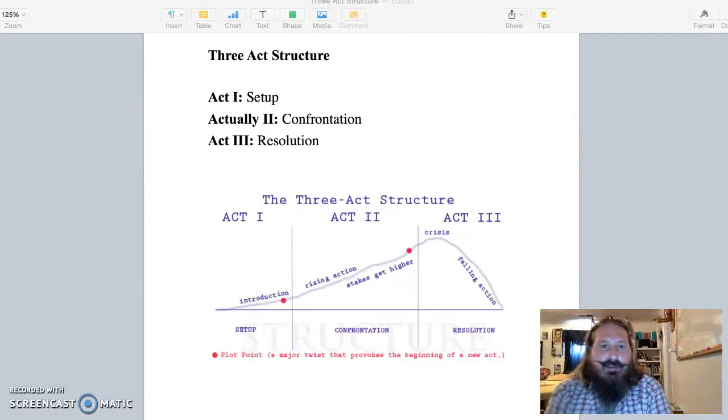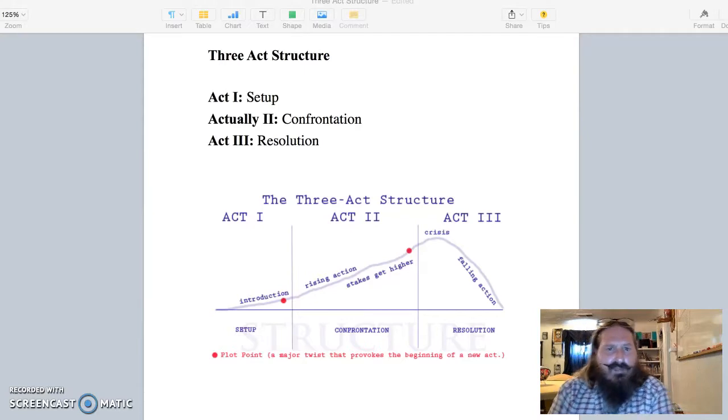Hello, class. Today we're going to talk about three-act structure in film as it pertains to your screenplays. Telling a story in three acts is pretty important because it gives us an outline in which we can write our story. You can think of the acts as a beginning, a middle, and an end, even though they are more involved than that. Act 1 is usually the setup, Act 2 is the confrontation, and Act 3 is the resolution.